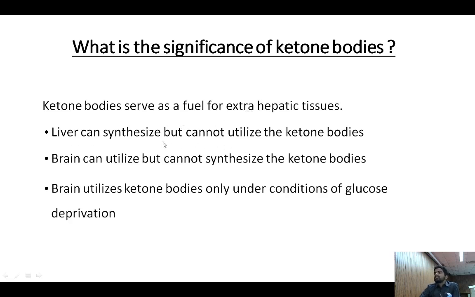The liver can synthesize but cannot utilize ketone bodies. We will see why: the liver has the enzymes required for synthesis, but it does not have one particular enzyme required for the utilization of ketone bodies. The brain can utilize but cannot synthesize ketone bodies. We know that glucose is very important for the brain, but in a severe condition where there is too much deficiency of glucose, the brain is forced to use ketone bodies.